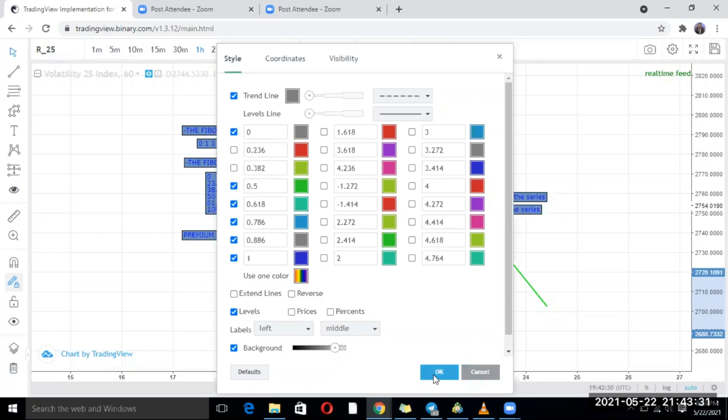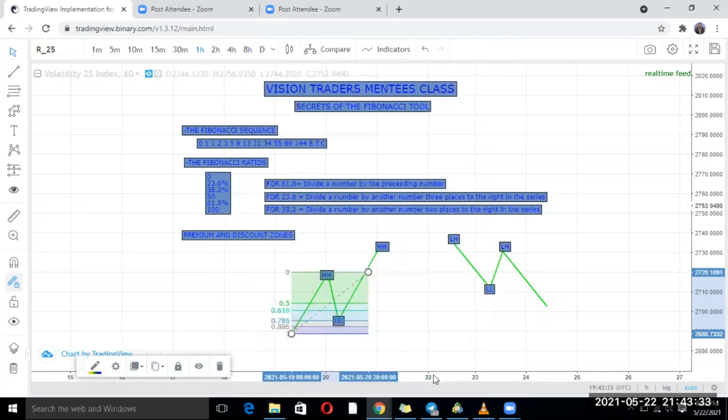Okay guys, now just look at this. Just look at how accurate this is. The market came all the way down and look at where it reversed: at 78.6.